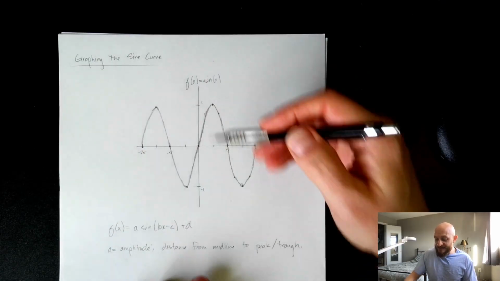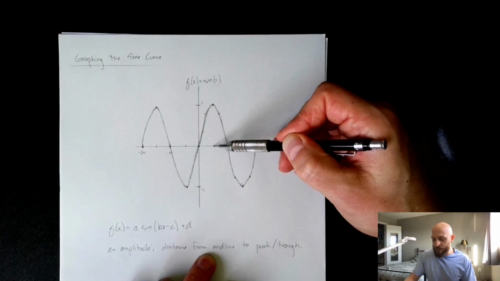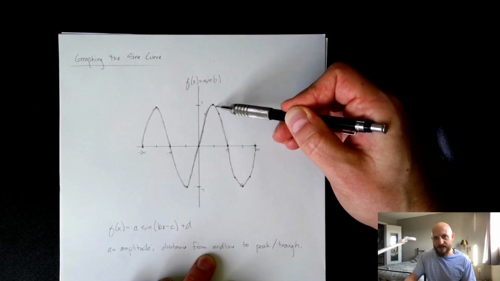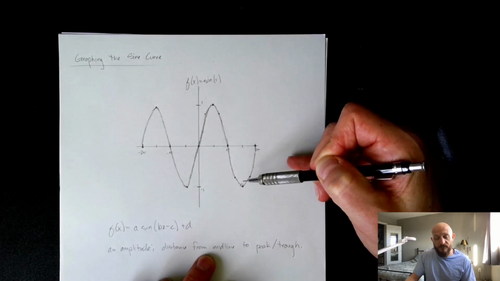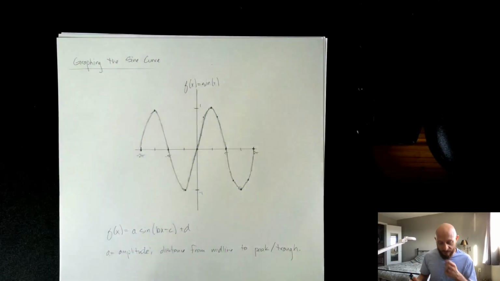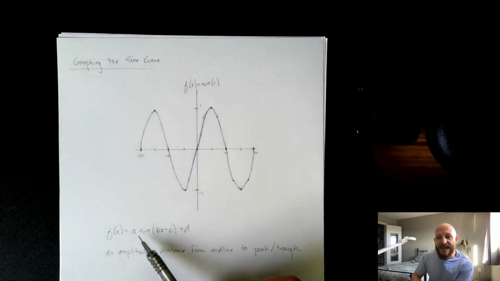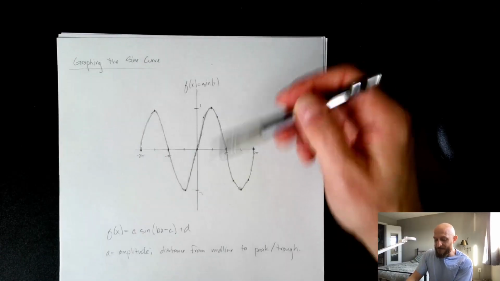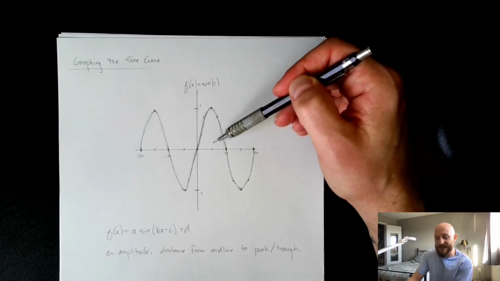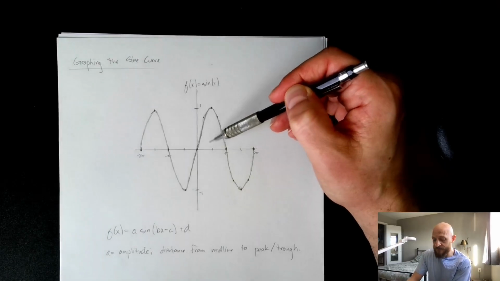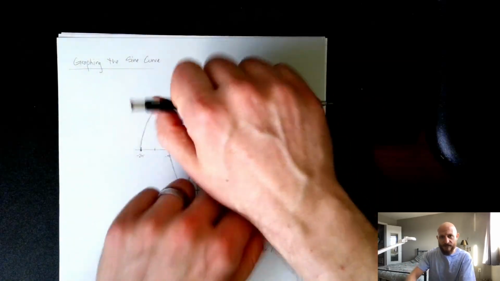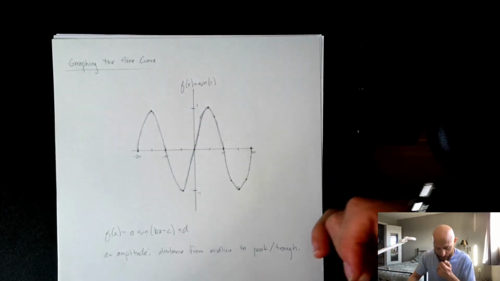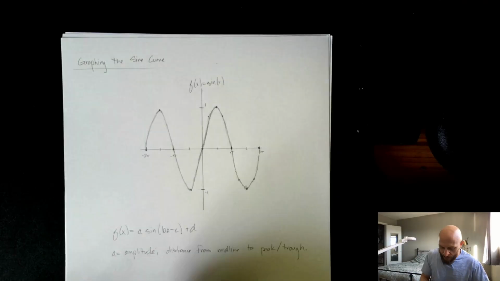So the amplitude is the distance from midline to peak or trough. That distance is a distance of 1. So the distance from midline to peak is 1. The distance from midline to trough is 1. That's what a represents, so changing a changes that. If a was 2, then the distance from midline to peak is now 2. So something like f of x equals 2 sine of x takes this exact same graph and stretches it by a factor of 2. So it reaches up to 2 and it goes down to -2. So that's amplitude.